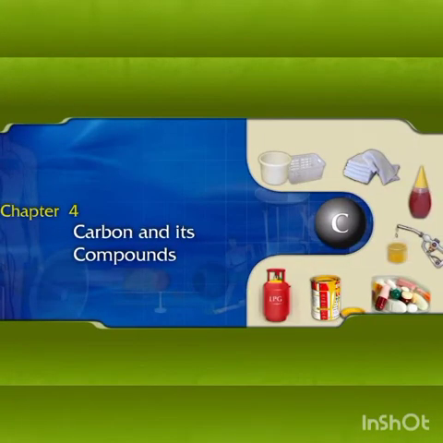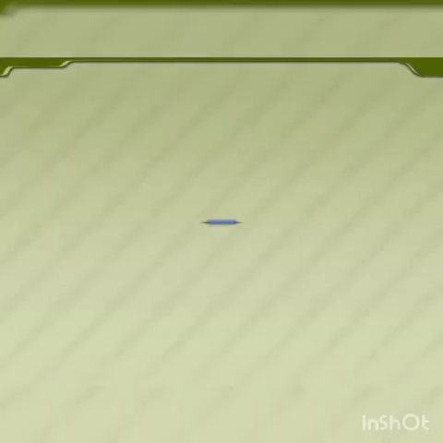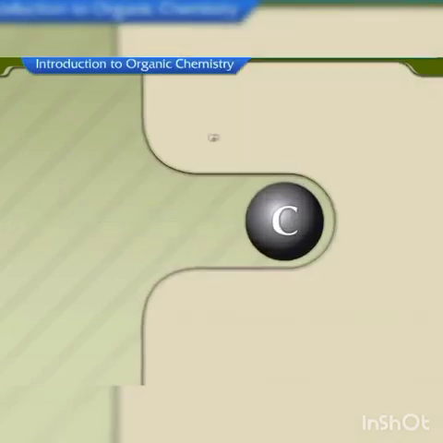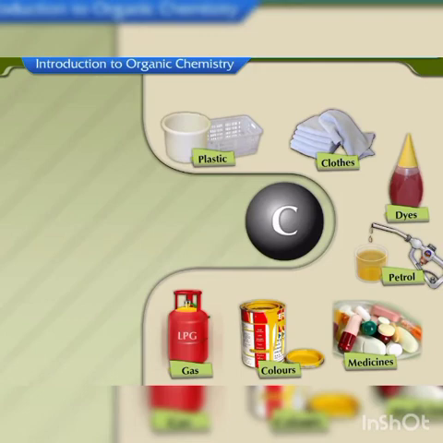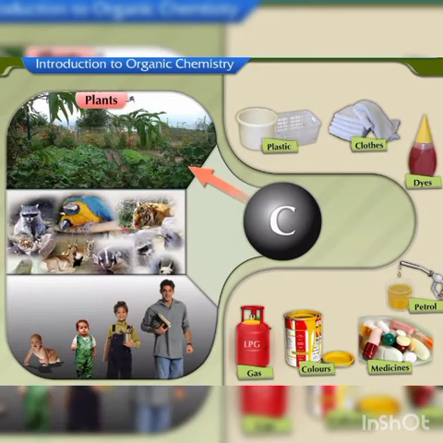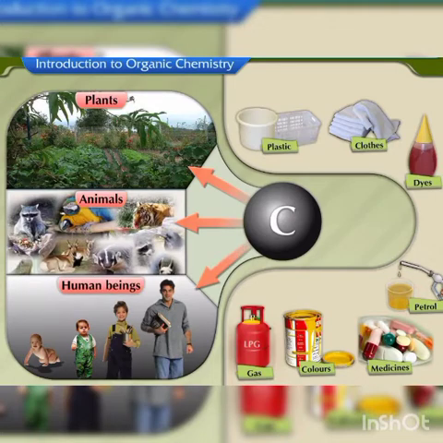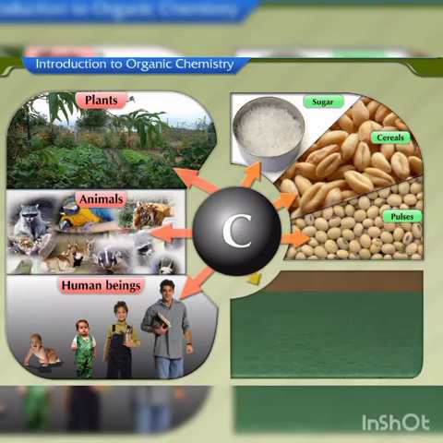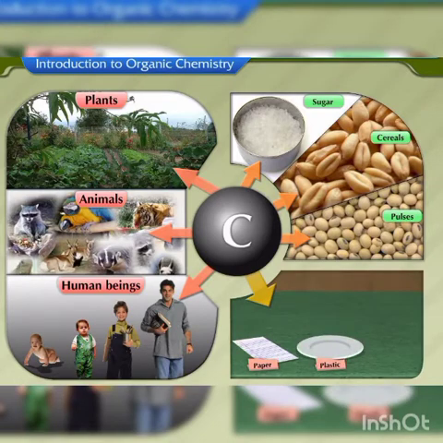Chapter 4, Carbon and its Compounds. Introduction to Organic Chemistry. Carbon is one of the most widely distributed elements. It is present in living things like plants, animals, and human beings. It is interesting to know that carbon is present in food items such as sugar, cereals, pulses, etc. It is also present in paper, plastic, wood, petrol, and many other things.